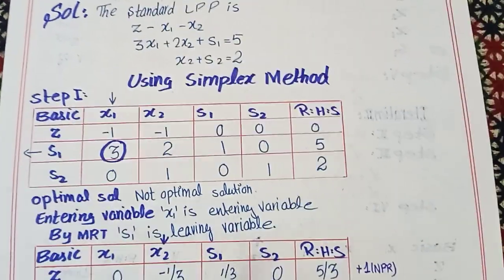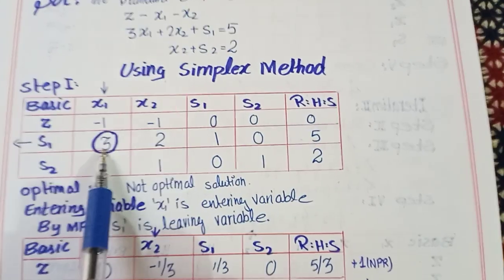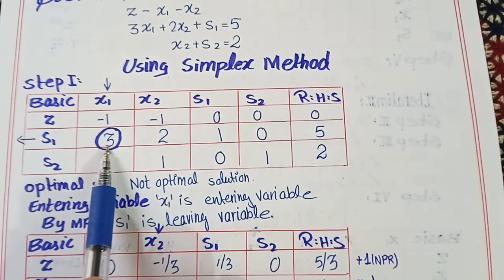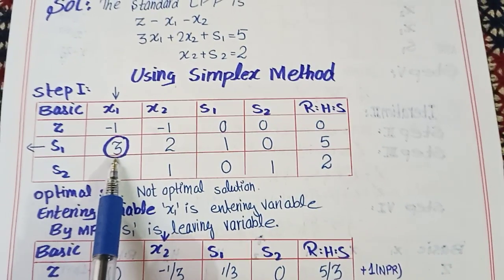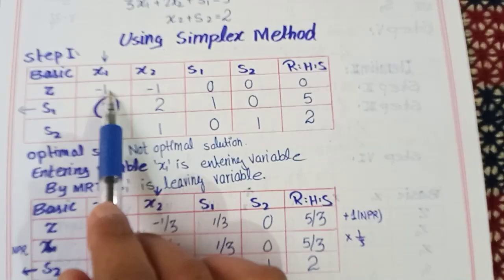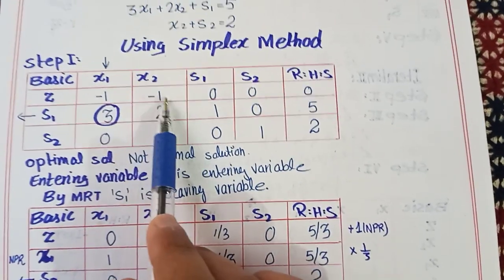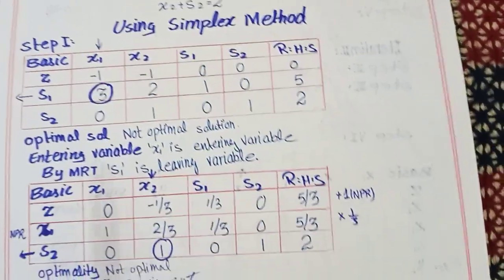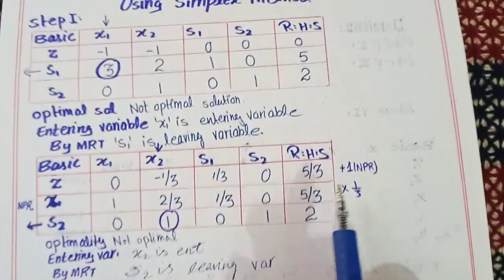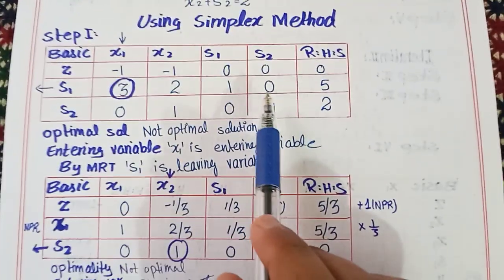S1 is replaced by x1. Multiply by 1 over 3 and convert into the new pivot row. x1 is the new pivot row. Plus 1 new pivot row, plus 1 new pivot row, and apply the row operations on this table.